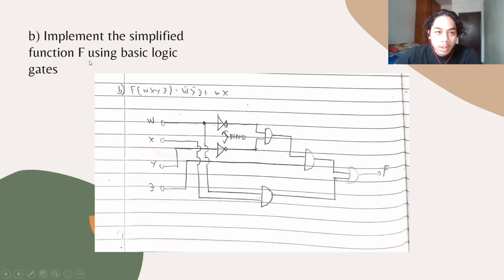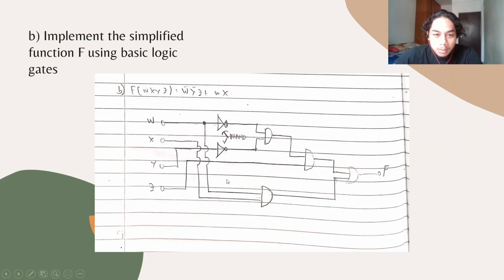Implement the simplified function f using basic logic gates. So from the SOP form we got from the question before, this is the logic diagram for this form. For W bar and Y bar, we combine them in an AND gate, but because of this bar, we add a NOT gate. W bar Y bar. To combine with Z, we add one AND gate because this is a dot product.